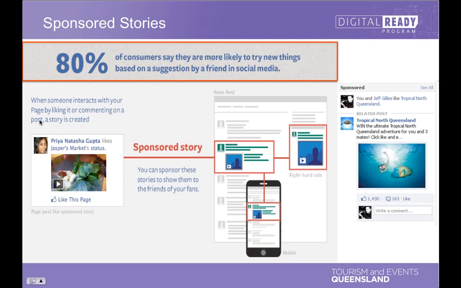So here's an example. When someone interacts with your page by liking it or commenting on a post, a story is created. Priya Natasha Gupta likes Jasper's Market, like this page. So I'm a friend of Priya Natasha Gupta's. She likes Jasper's Market. Maybe I had better like it too. A very simple way of reaching friends of fans, and obviously increasing your fan base.